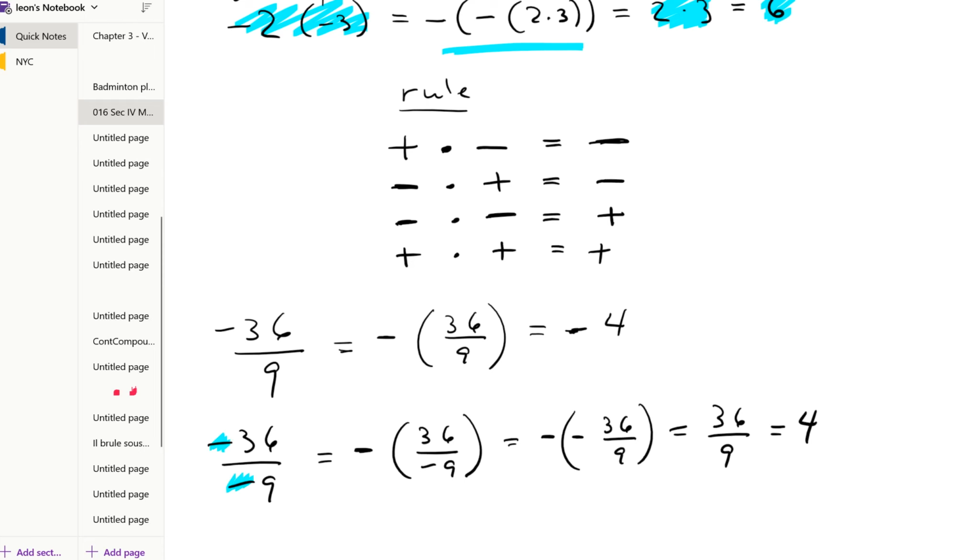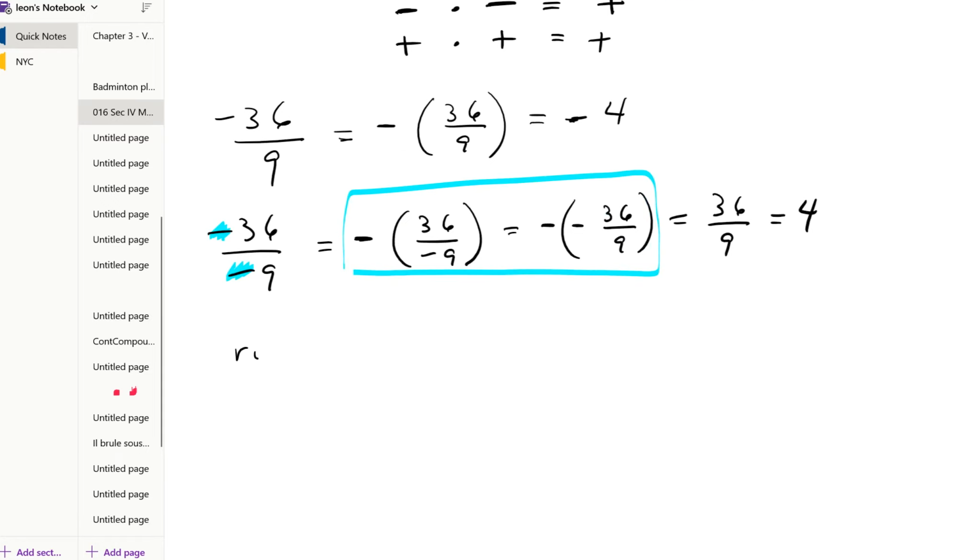So once again, this part, normally I wouldn't write it. Okay, I would do that in my head. Just cancel off the negative signs. So in some way, a negative over a negative gives you a positive. So we can write those rules down.